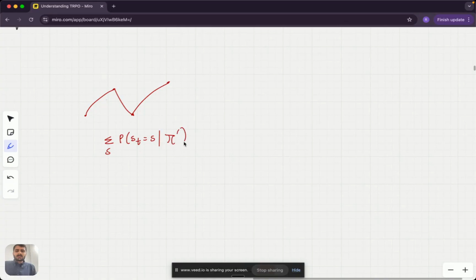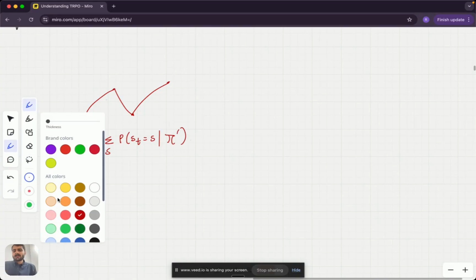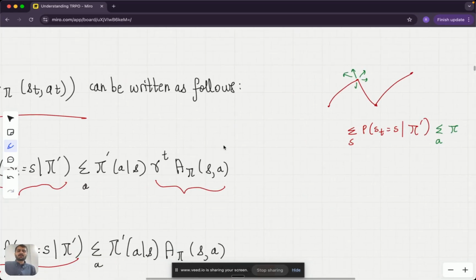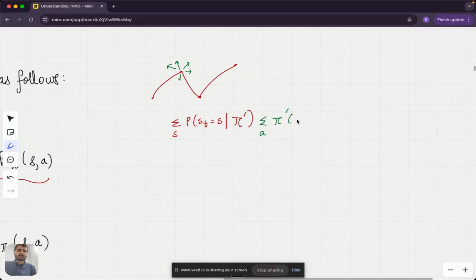Okay, so these are the states which you are visiting. Now, not just visiting each state, but for every state, I have different actions which I can take, right? So which action will I choose? For that, we need to do a summation over all the actions. And here is where the policy comes in, pi dash of a given s, and then the expression that you had.